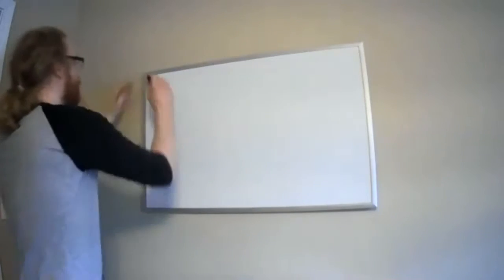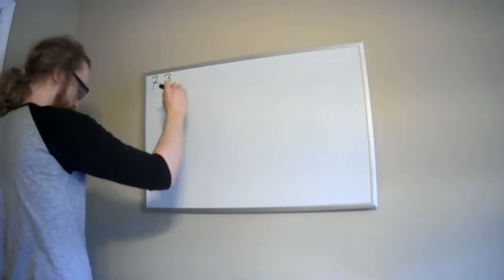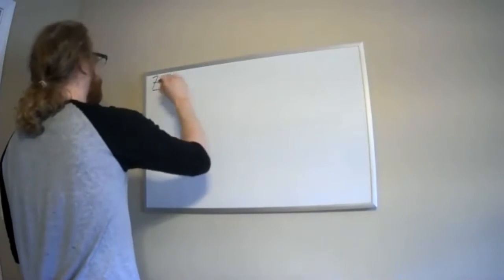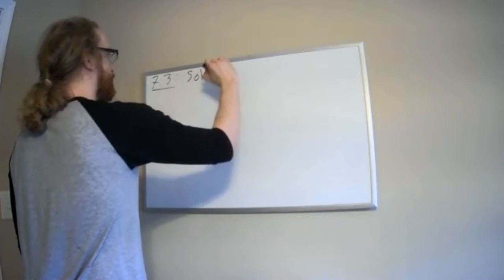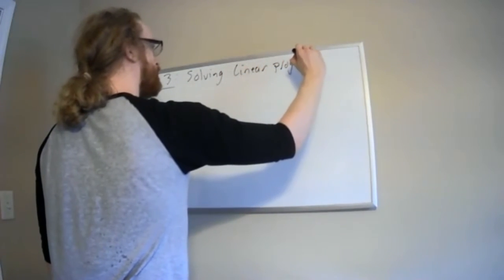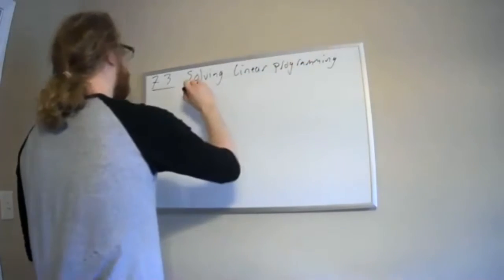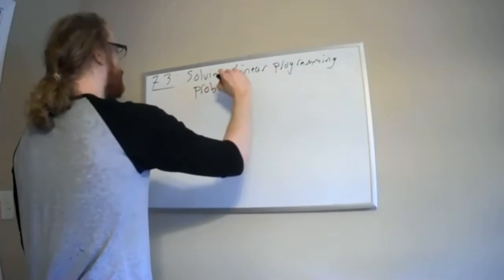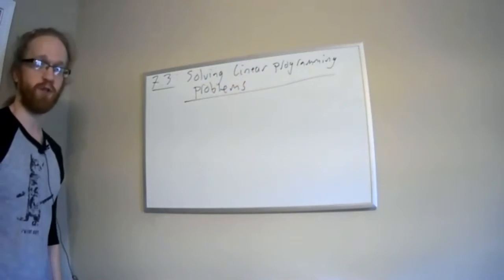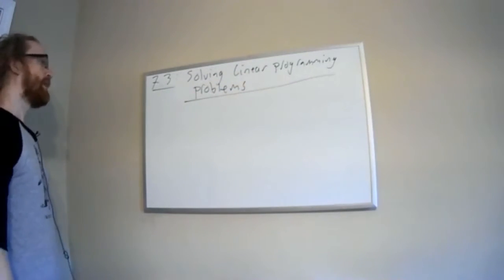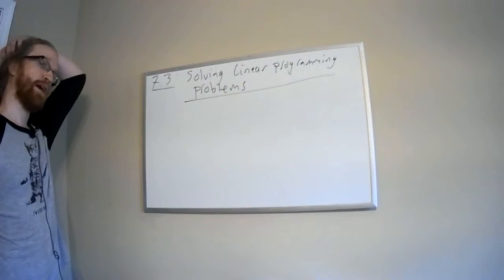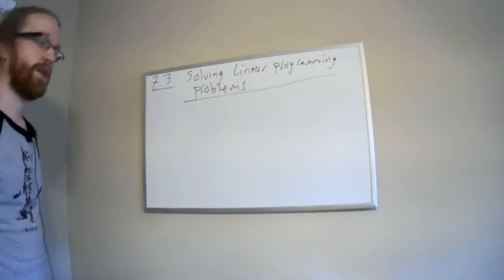In 7.3, I don't know what they call this in your book, I'm just going to call it solving linear programming problems. If you remember, in 7.1 that whole section was just setting up problems, but you never solved any of them. Now that we have tools from 7.2 about graphing inequalities and finding corner points, we can start solving linear programming problems. And here's why.